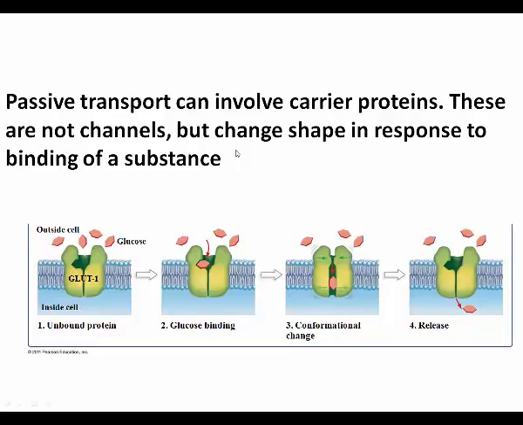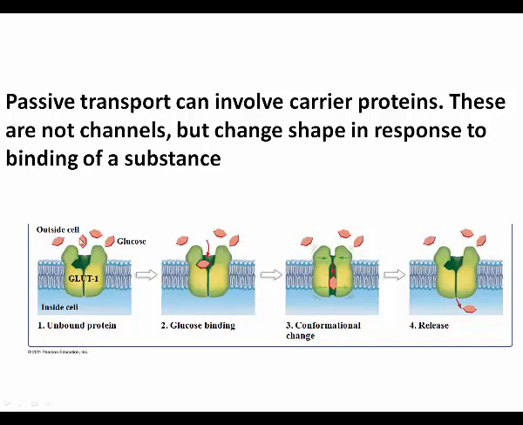A second type of protein are the carrier proteins. These aren't channels, but they change shape in response to the binding of whatever the substance is that needs to move across the membrane. For example, glucose. Imagine that this is a cell that's lining your intestines. And in the lumen of the intestines, just waiting to be absorbed, is glucose. So you've eaten a high sugar meal, the digestive system has broken it down into monomers of glucose. This is the first layer of cells that glucose encounters.